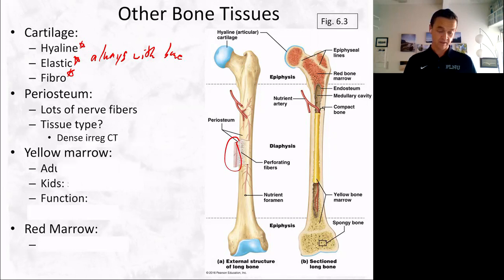Okay, what type of tissue is it? This is dense, irregular connective tissue. Okay, so getting back to that histology stuff, dense, irregular connective tissue. Okay, lots and lots of nerve fibers.